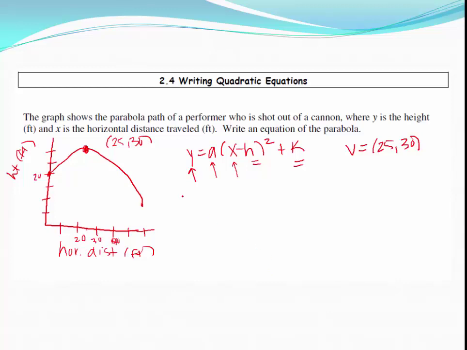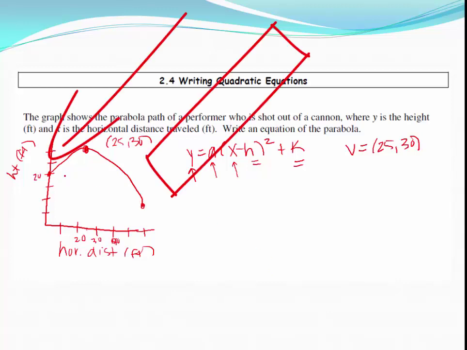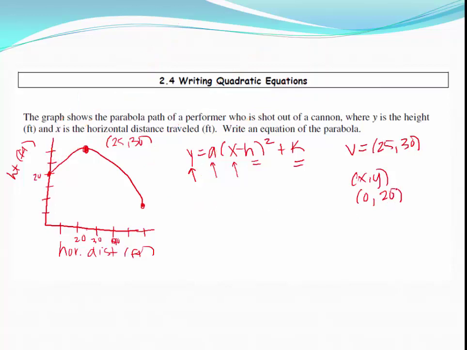But if I look closely, there are two other coordinates in my graph that will give me an x and a y. So let's just pick one. It doesn't matter which one you pick. So let's say that I use 0, 20. Sometimes if there's a 0 in it, it's a little bit easier to use. So what I'm going to do is I'm going to substitute 0 and 20 for x and y, 25 and 30 for my h and k.